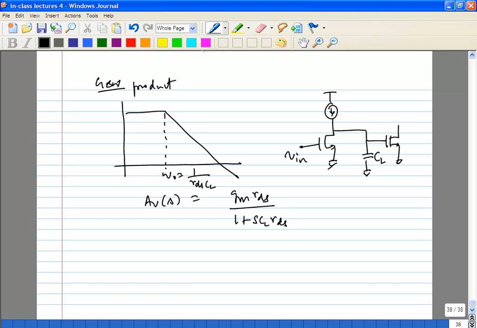Okay, so it's a single pole amplifier in this case. And omega naught is your omega 3 dB. Your unity gain frequency omega u is nothing but A naught times omega naught, which just happens to be GM over CL.